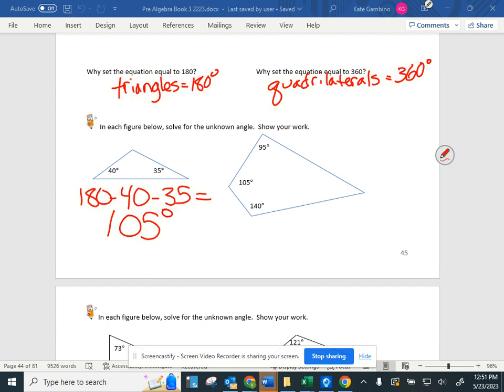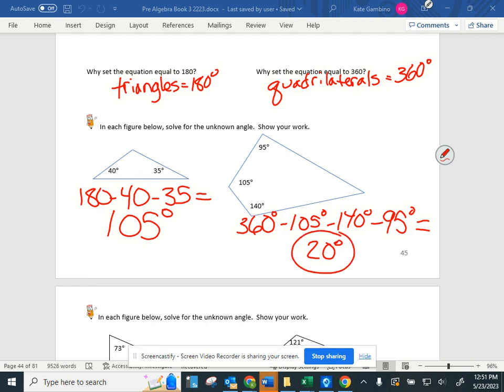How would I show my work for this quadrilateral? I know Aiden knows it. Who else knows it? Tatum. We do 360 degrees minus 105 degrees minus 140 degrees minus 95 degrees, and that's equal to 10. Equal to what?